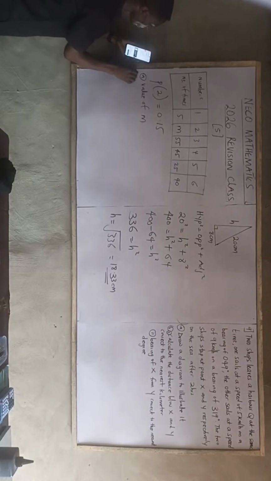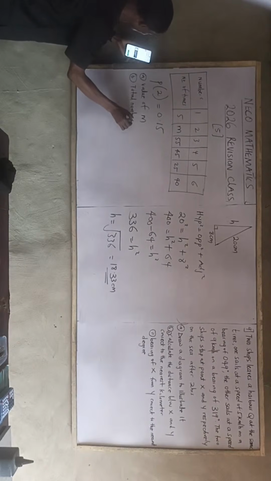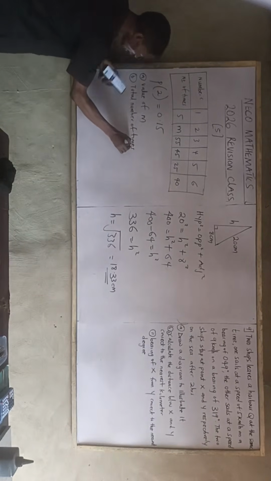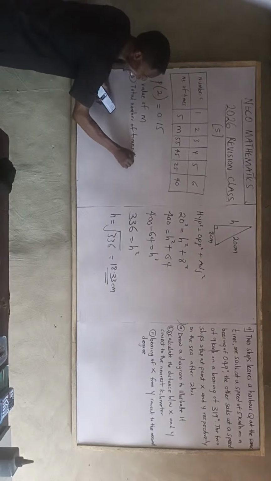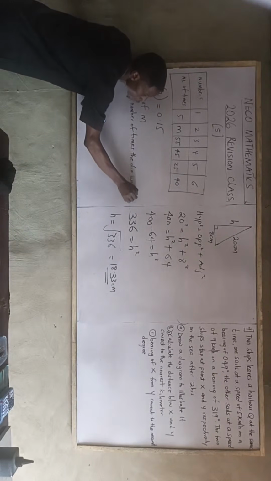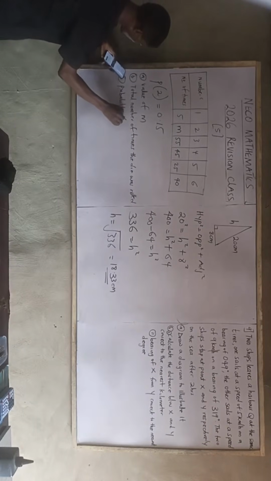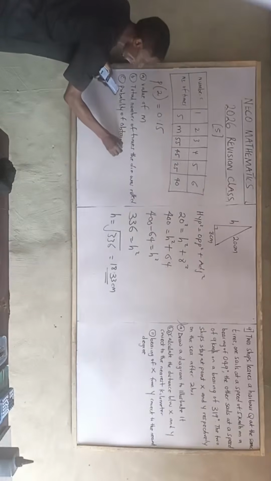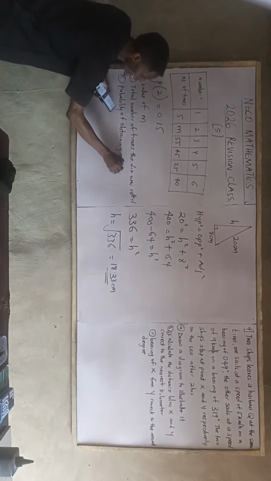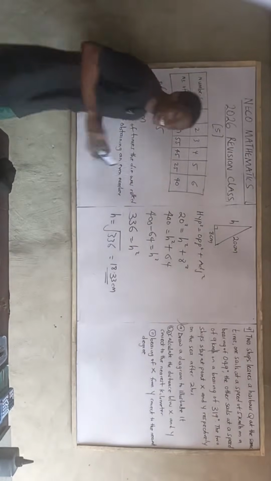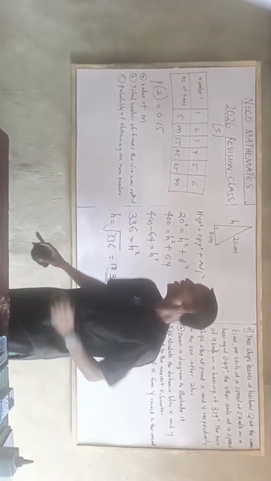letter A, the value of m; B, the total number of times the die was rolled; then C, the probability of obtaining an even number. So these are the questions that we've got to solve on this very question here.